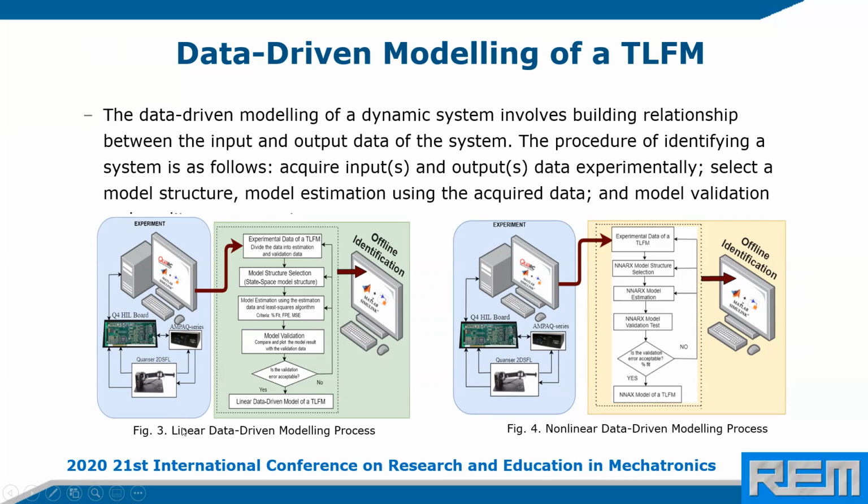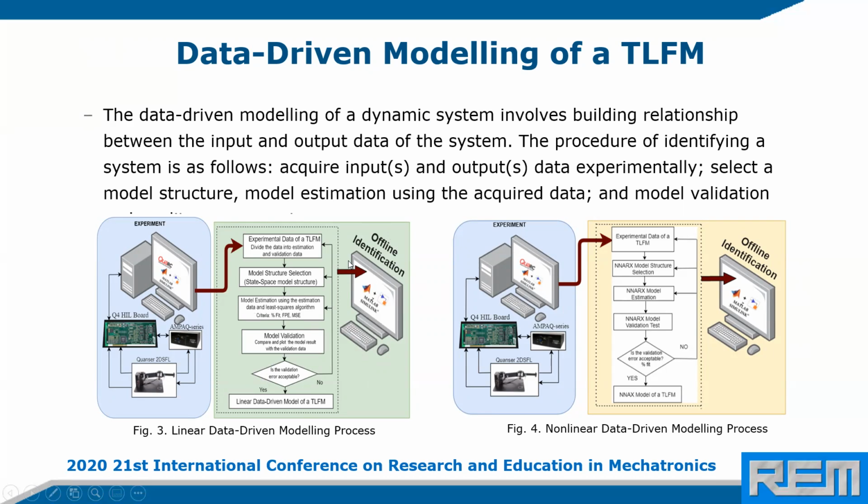Here I'm showing the linear data-driven process. It starts with getting experimental data. Data is then divided into estimation and validation data. Then state space model structure is selected. Model estimation is done using N4SID, which is having least square algorithm embedded in it. Also, we perform model validation, and if the validation error is acceptable, then we get our model.